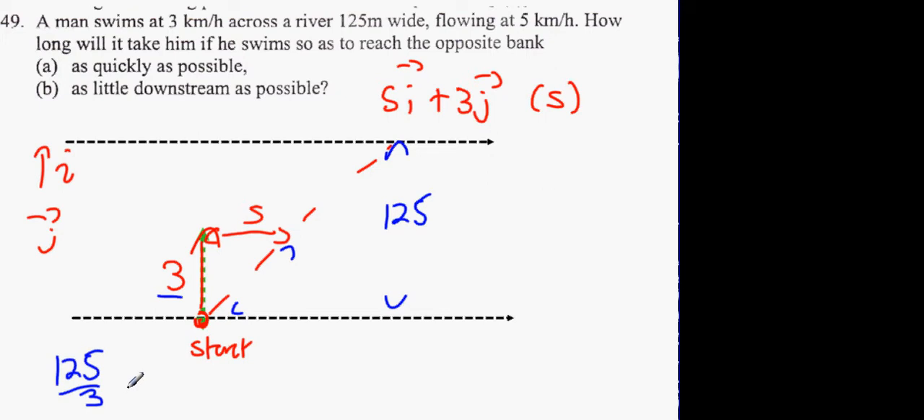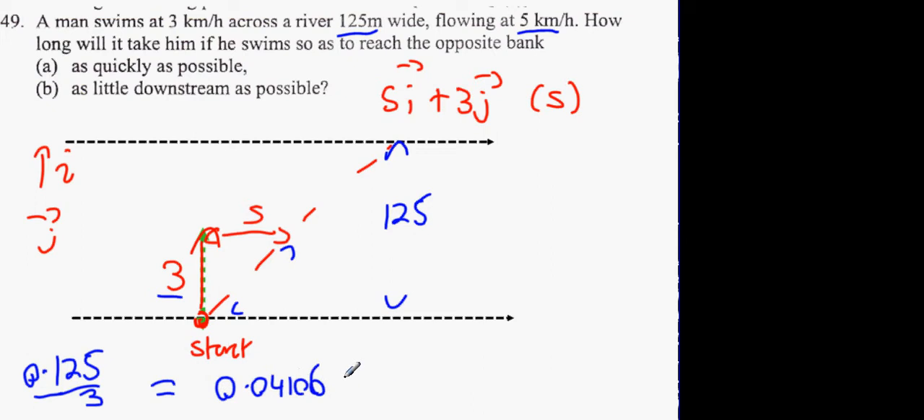Sorry? 3 kilometers. 41. There's also an adjustment to be made here, because it's not meters per hour, it's kilometers per hour. So we're going to do 0.125. We're going to change meters into kilometers. So 0.125 divided by 3, and what will that get us? 0.0416.